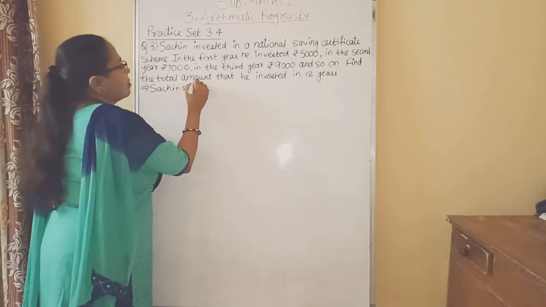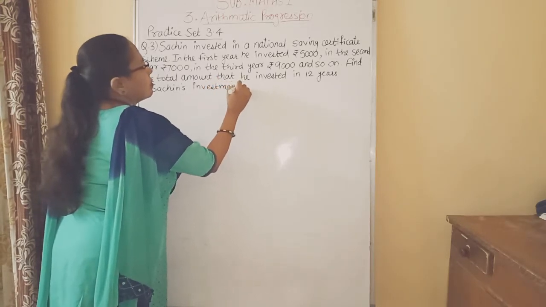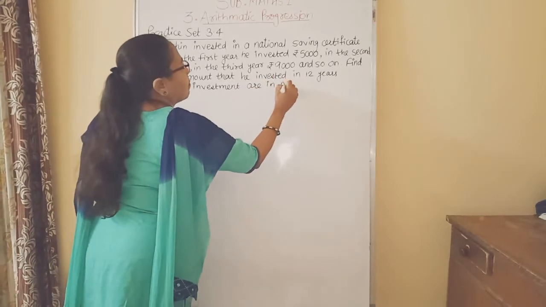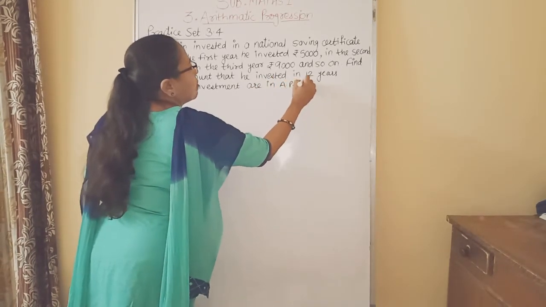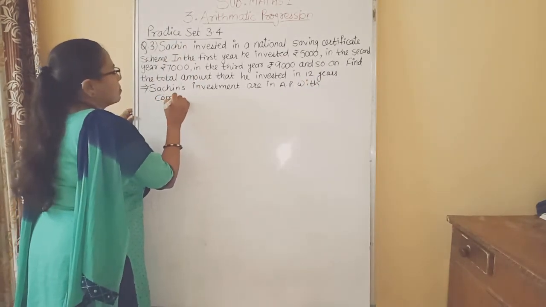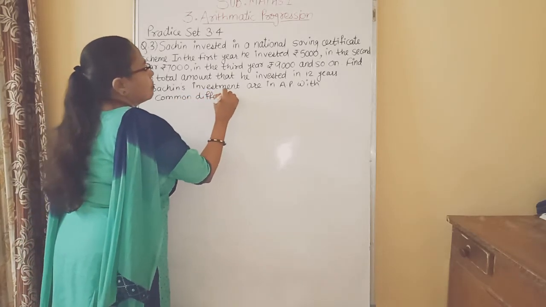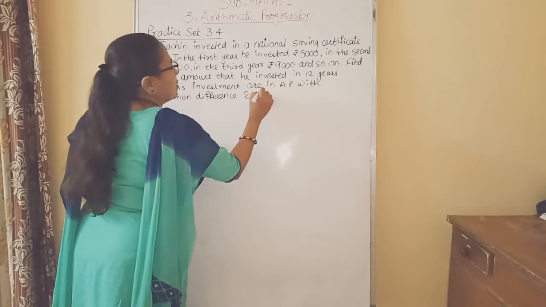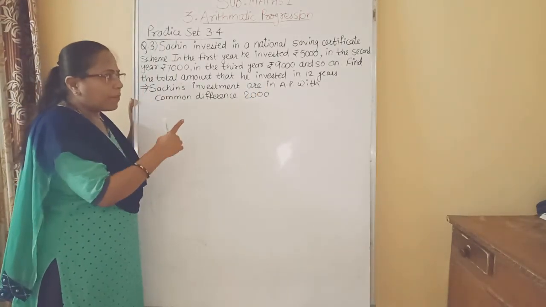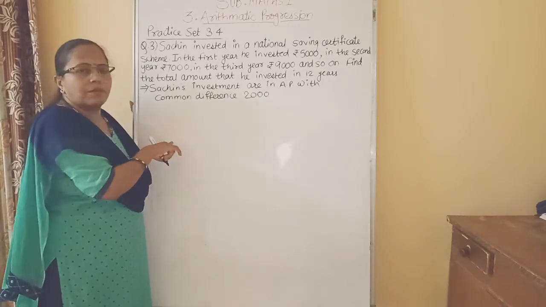Sachin's investments are in AP with common difference 2,000. Okay. His investments are in AP. That's why we can apply arithmetic progression to solve this problem.